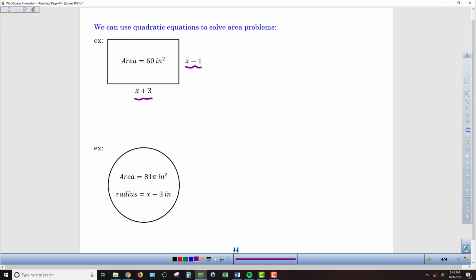Now hopefully we know that to find the area of a rectangle, we can do length times width. So I'm going to do exactly that. I've got the length, x plus 3, times the width, x minus 1, is going to equal the area, which is 60. Unfortunately, I can't just take these two sets of parentheses, set them equal to 0, and solve. The reason being, my equation doesn't equal 0.